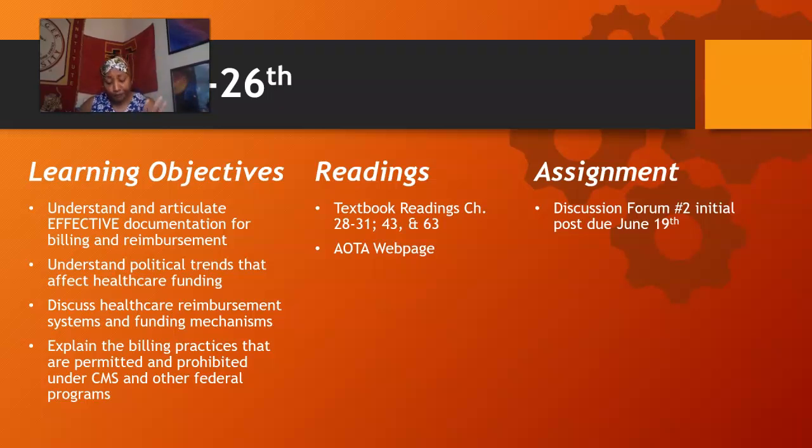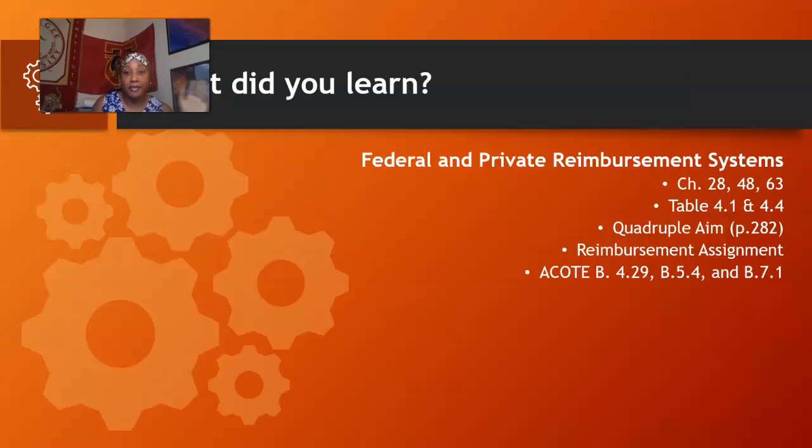So take the time to look at page 459 for the specific differences of the two, as well as table 4.2. I love a table, so I'm always going to point you to the tables to get some better information. Okay, so now with all of that information you've had in all of these chapters from 28 to 48, 63, and all of the tables that you've had, how does reimbursement really work?